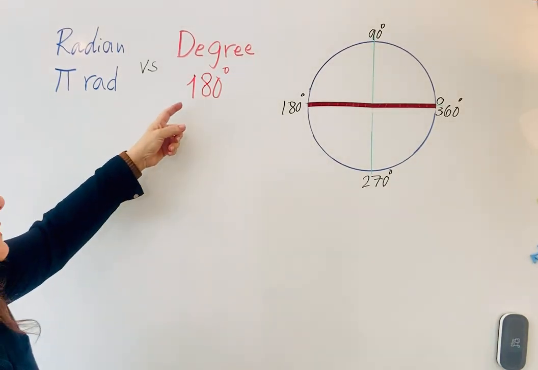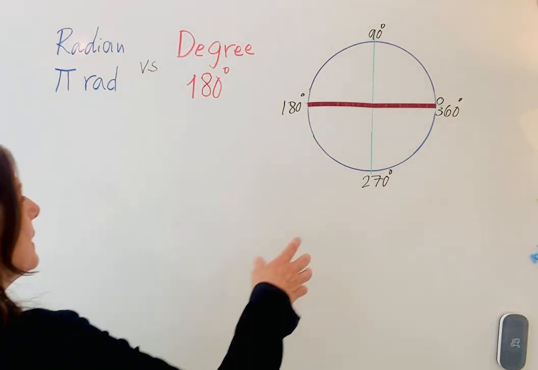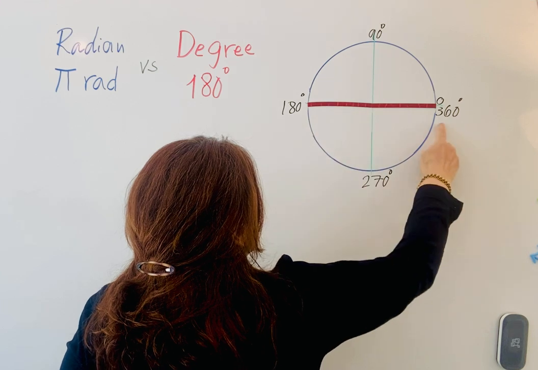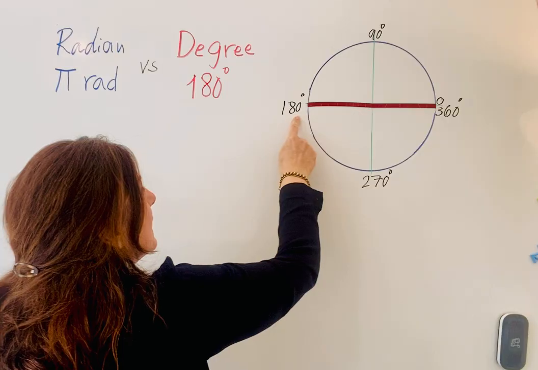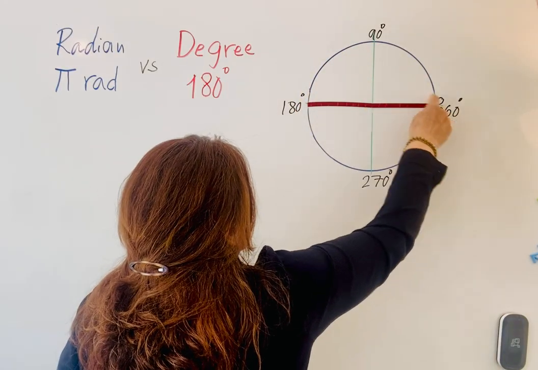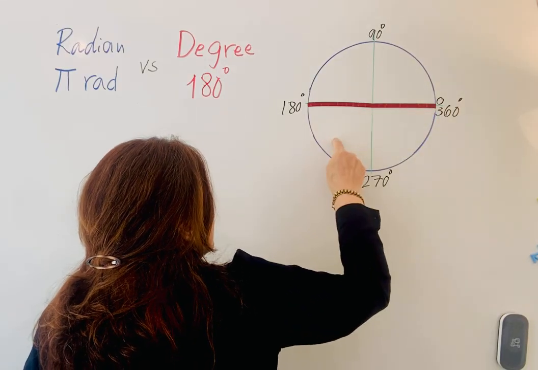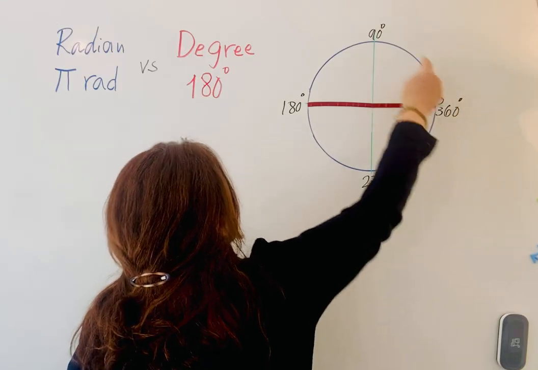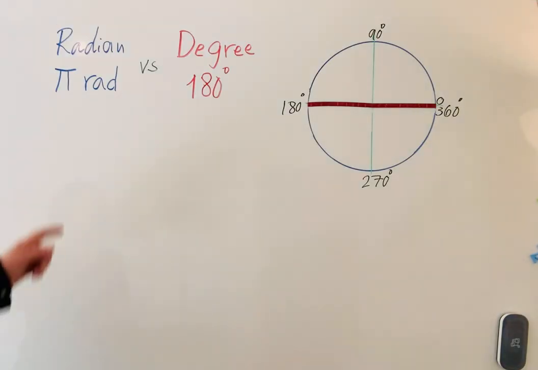Degree, as you know, is much easier to use because it's easier to visualize. We know that a circle is from 0 to 360 degrees. Half of this is 180, and half of 180 gets 90 degrees. This is a right angle. And three of 90 degrees is 270 degrees, and again 360 or 0. This is degree. But how about radian?